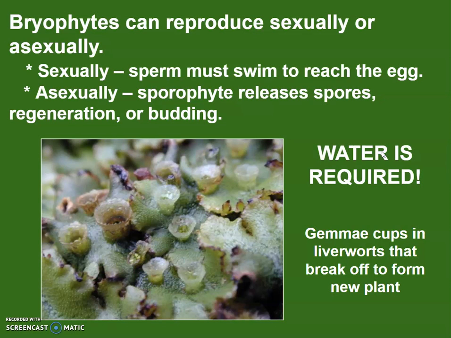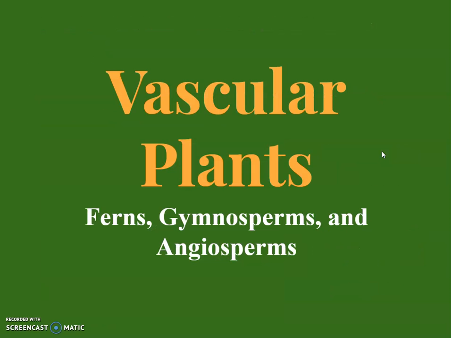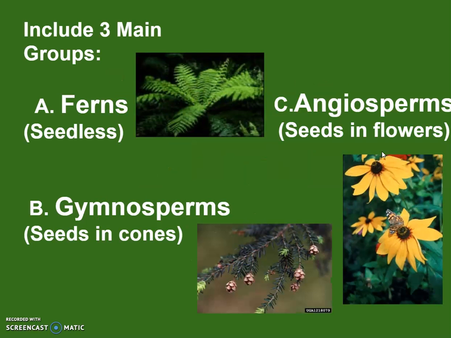But today we're going to move away from the Bryophytes, that first type, and go into the other 3 types, which are the vascular plants. There are 3 different types of vascular plants that we're going to talk about. First is ferns, which are seedless plants, Gymnosperms, whose seeds are found in cones, and then Angiosperms, whose seeds are found in the flowers.